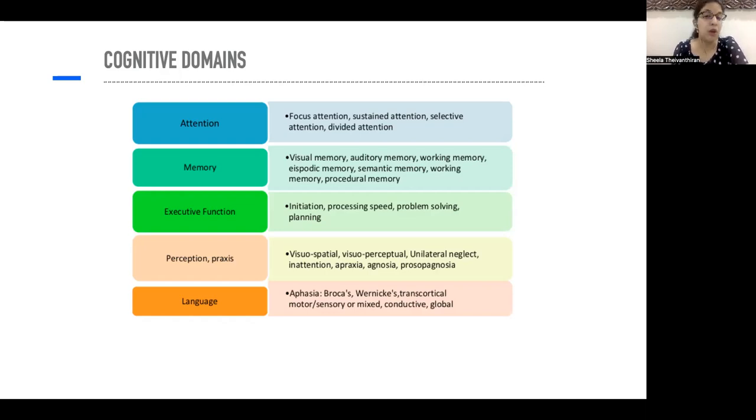How long am I going to stay? Where am I going to stay? So all of these are planning, and you have to problem solve on how to get to Singapore, right? So this is the executive function, which is mainly in the frontal cortex.